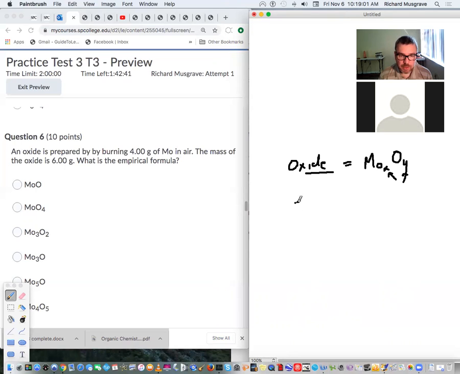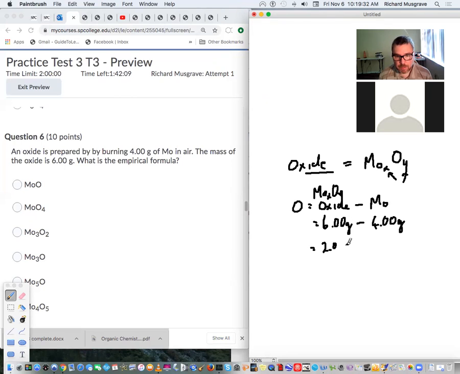So in order to get the oxygen, it's going to be the oxide minus the MO. So it's going to be 6.00 grams minus 4.00 grams. See, it makes sense. The oxide is MOXOY. If we take out the MO, all we're left with is the oxygen. And that would be 2.00 grams of oxygen. This is the step that people kind of forget about the most.